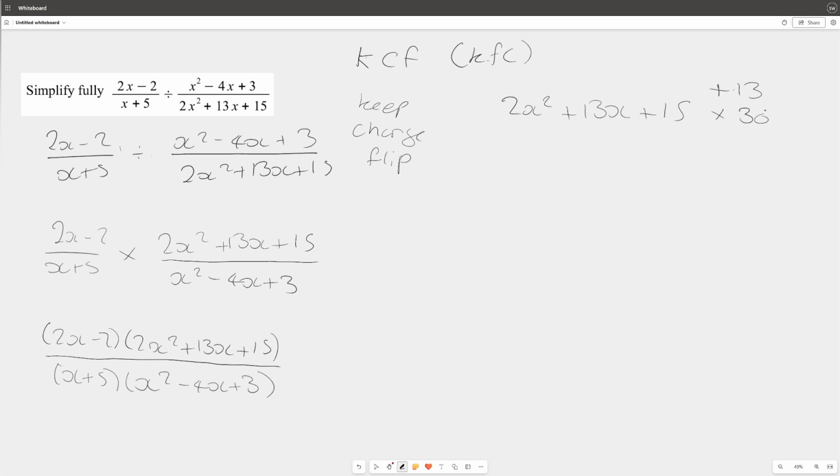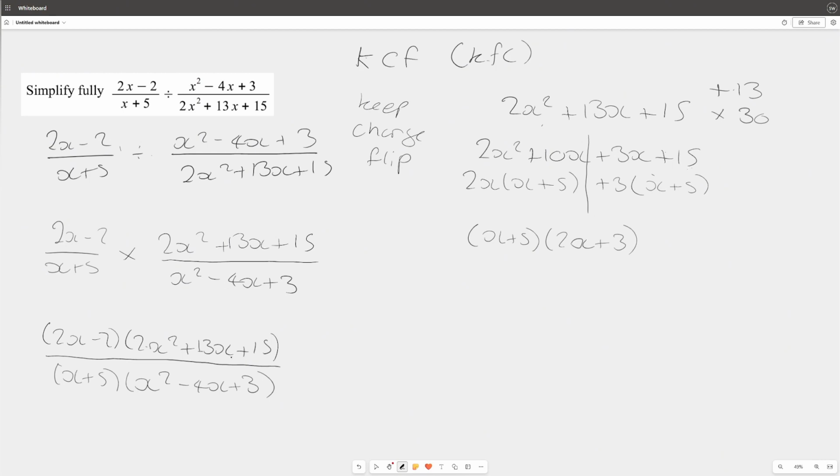But they are going to be 10 and 3, as 10 plus 3 is 13, and 10 times 3 is 30. Now our method for doing this is going to be 2x squared plus 10x plus 3x plus 15. If you're confused on that method, have a look at my video on factorising quadratics. I cover one of these. We can then split this down the middle, and we are going to pull out a 2x(x plus 5) plus 3(x plus 5). We can then factorise an (x plus 5) out of both of these terms, and then the (2x plus 3) is what is left. So that is what's going to go on top.